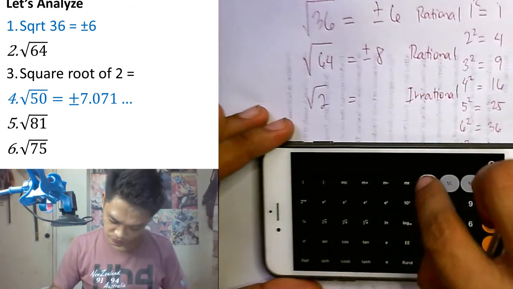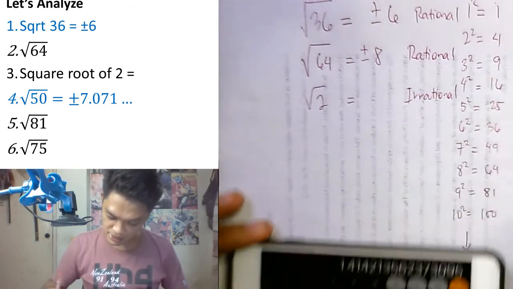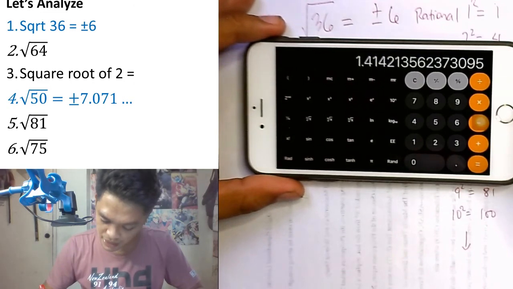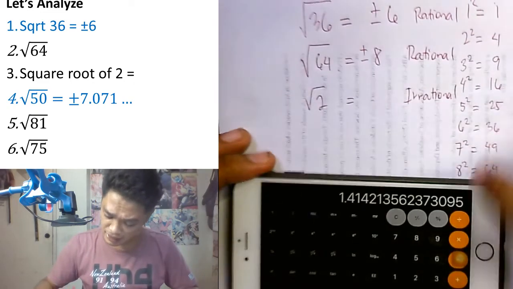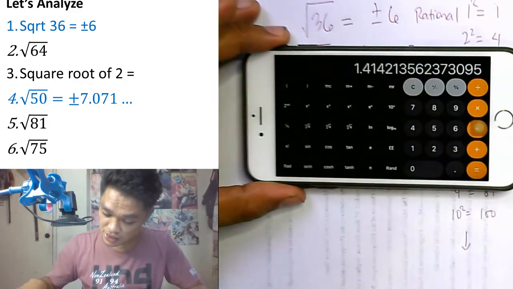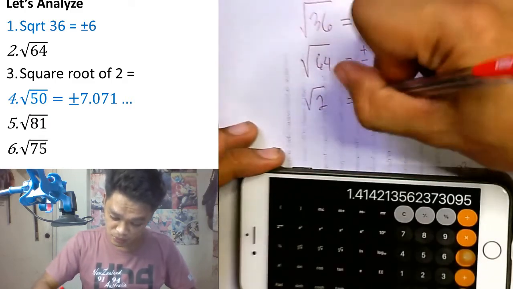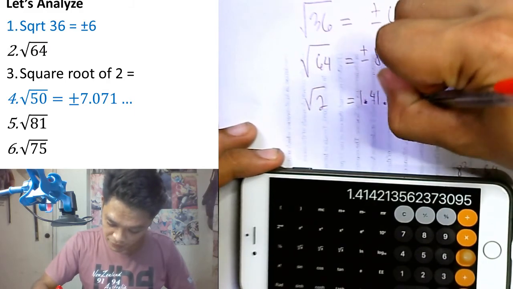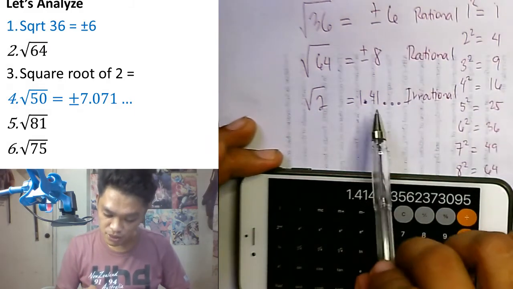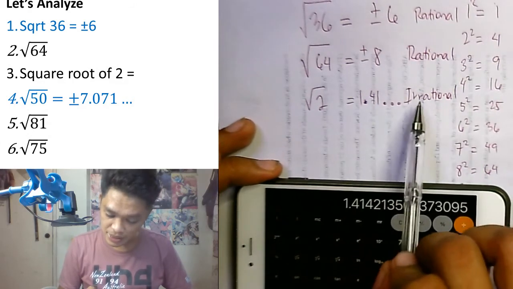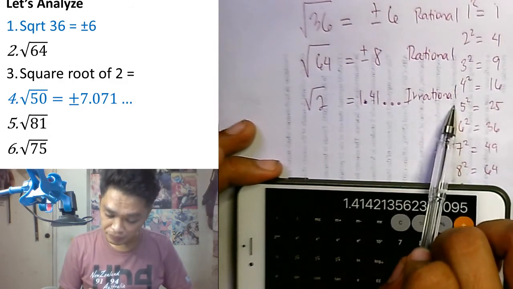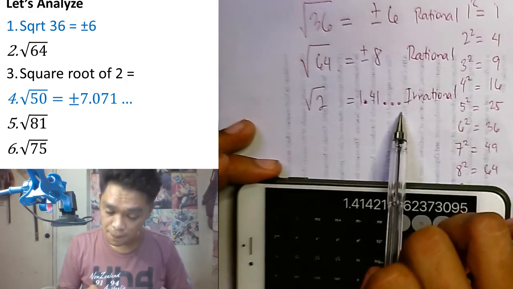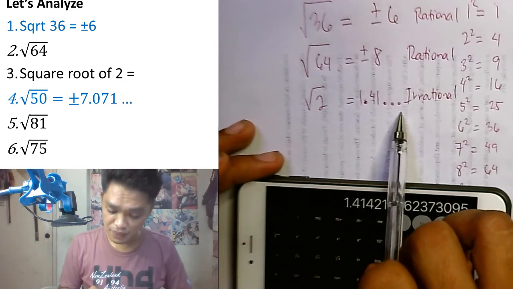Let's try the square root of 2. The answer is 1.41, and it never ends. It continues infinitely. If it is infinitely many, you may write the first two or three digits, then proceed with three dots. This is an example of an irrational number. We could not express this as a fraction because it is infinitely many and non-terminating.